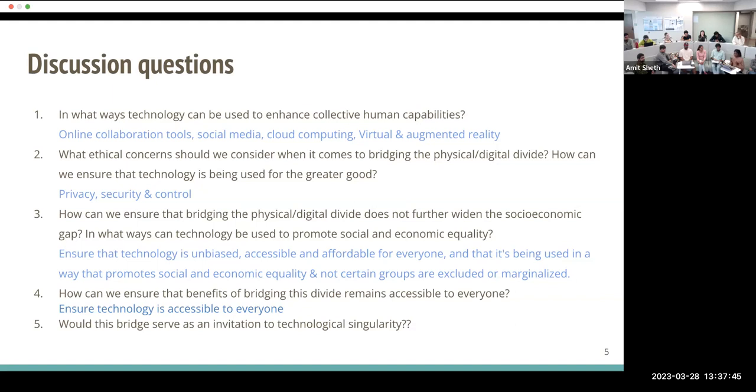Finally, the final question is: would this bridge serve as an invitation to technological singularity? I would like to hear your thoughts on that. Technological singularity means that computing devices and technology are becoming more advanced day by day, so at one point there can be a situation where technology surpasses human beings. So will this digital divide concept lead to the technological singularity? What do you guys think?